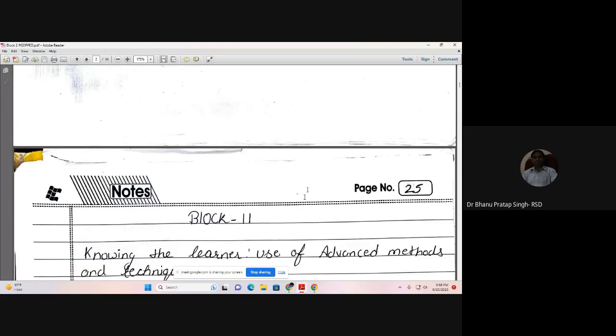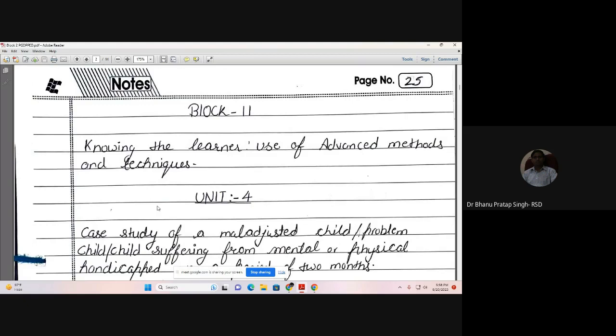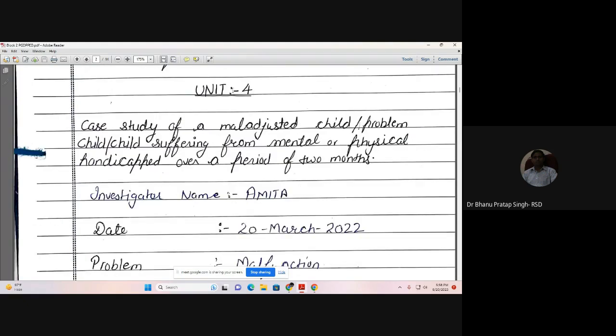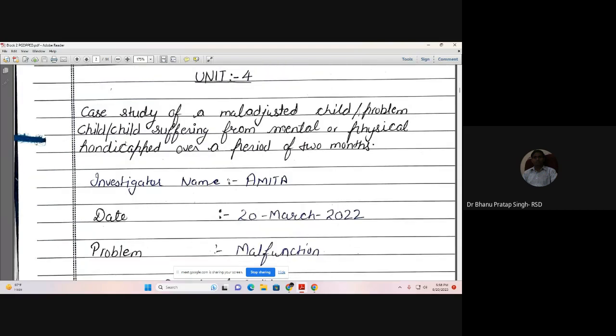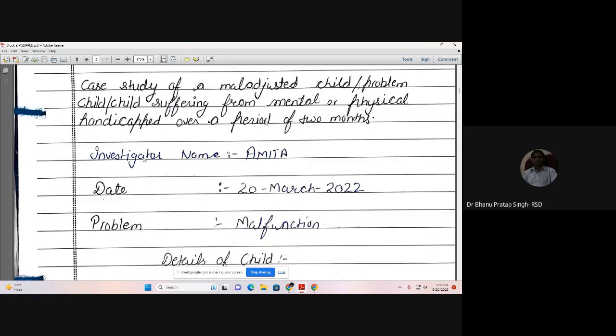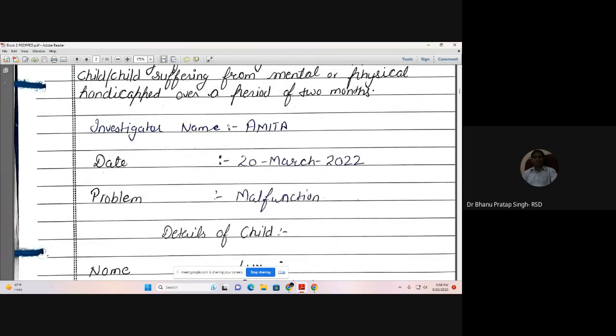I don't know the name of the child. He or she has taken this activity. Unit 4, meaning there are 4 units we have discussed. He or she has taken unit 4 and written the case. Unit 4 was the case study. Investigator name, date when he or she performed. What was the problem?